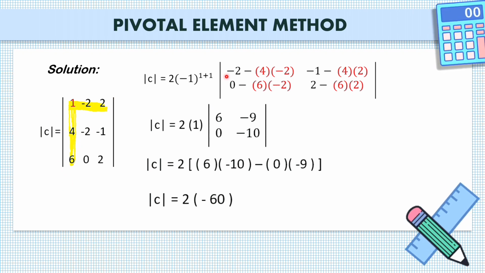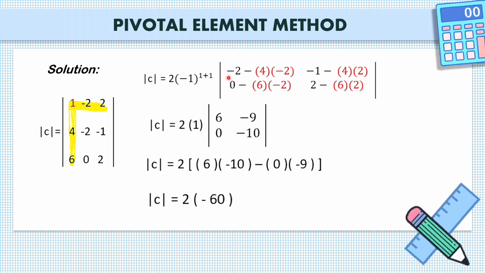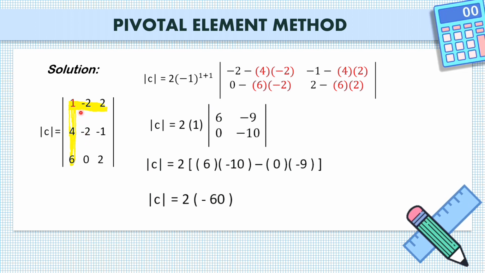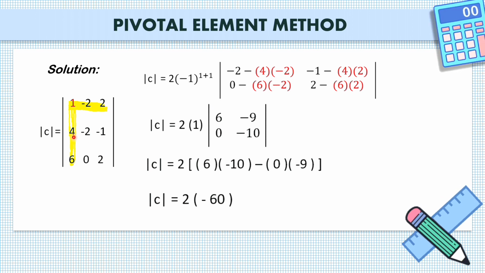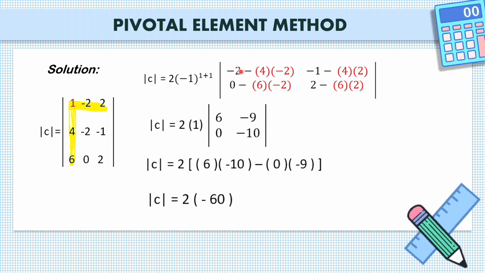Saan ba nag-intersect? Anong mga element ba ang nag-intersect kay -2? -2 is 4 and -2. That's why it's 4 and -2. 0, 6, and -2. -1, 4, and 2. 2, 6, and 2. Ayan. And next step, isi-simplify lang natin yan.